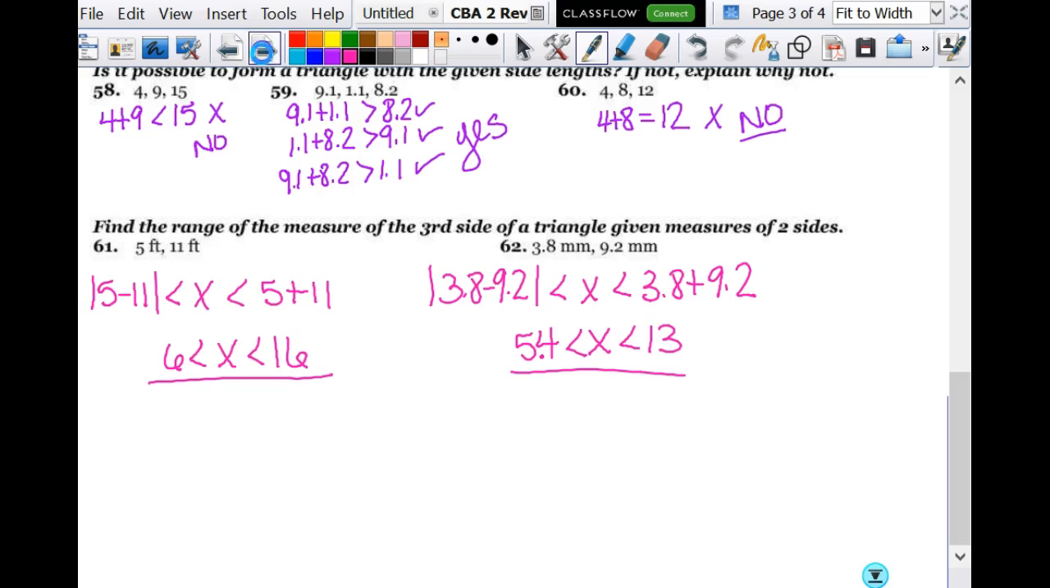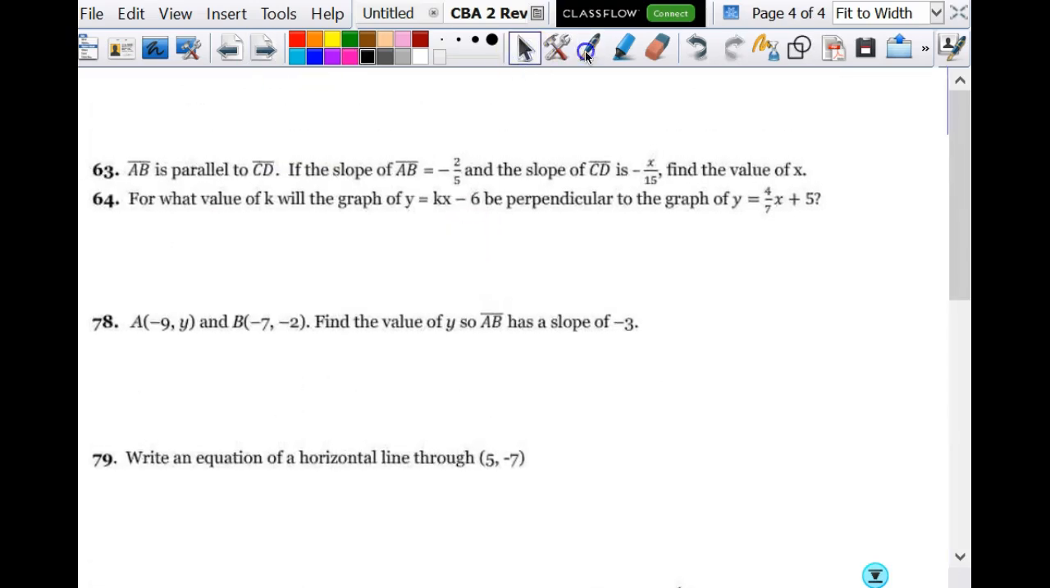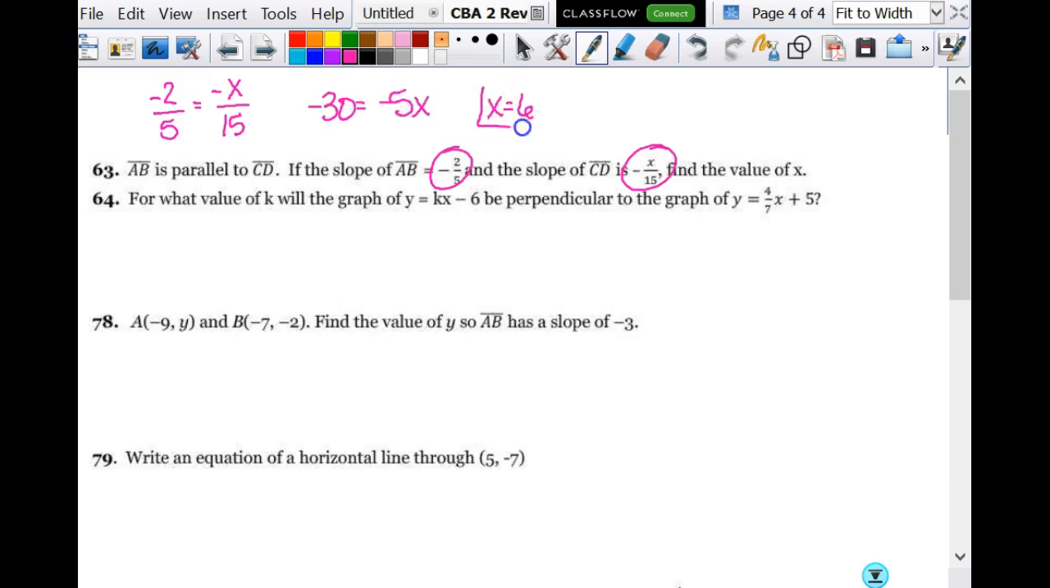All right, on the right-hand side. I didn't give you any room at all to work 63, so we're going to work it above it. It says AB is parallel to CD if the slope of AB is negative 2/5 and the slope of CD is negative x over 15. Find the value of x. Well, if they're parallel, their slopes are equal. So negative 2 over 5 equals negative x over 15. I can just cross multiply, so that's going to give me negative 30 equals negative 5x, which means x equals 6.